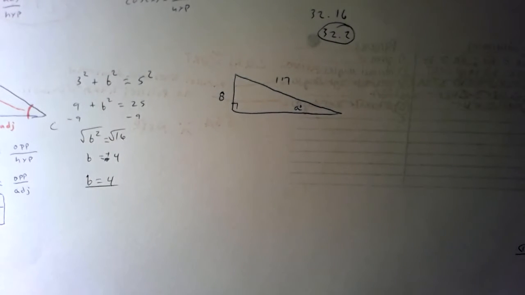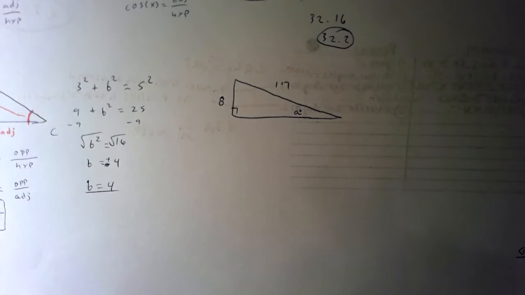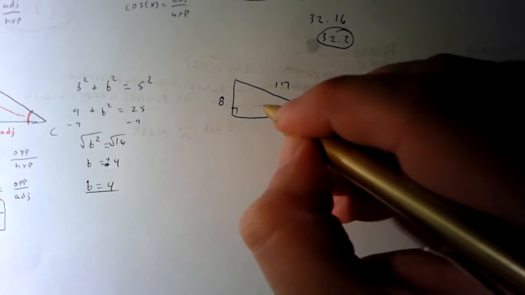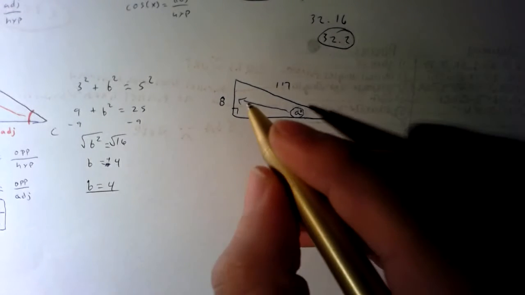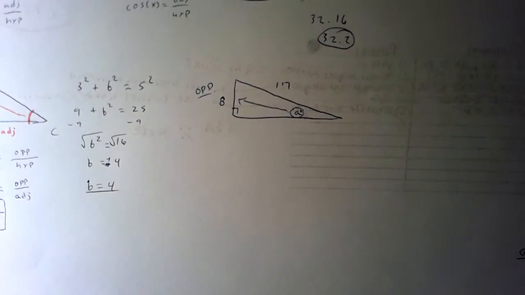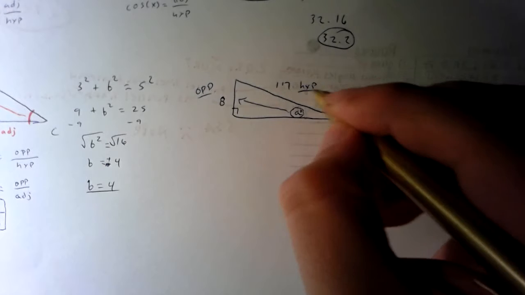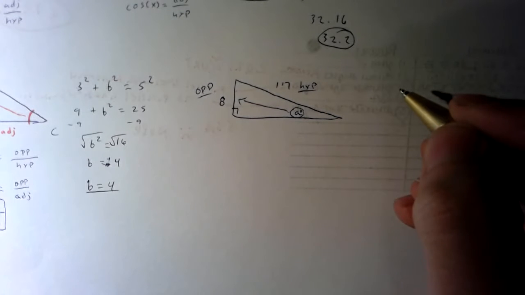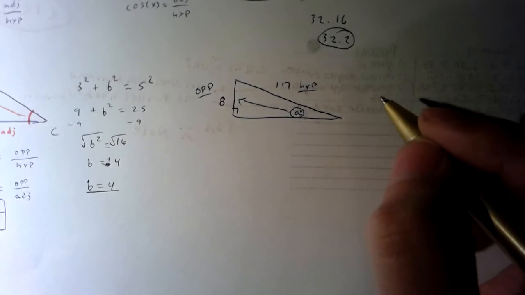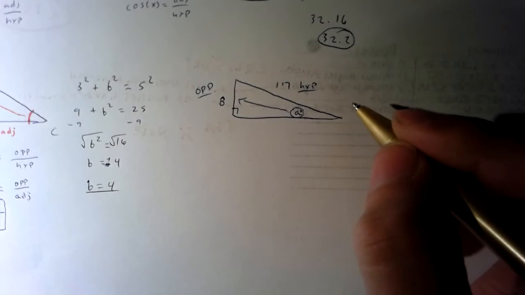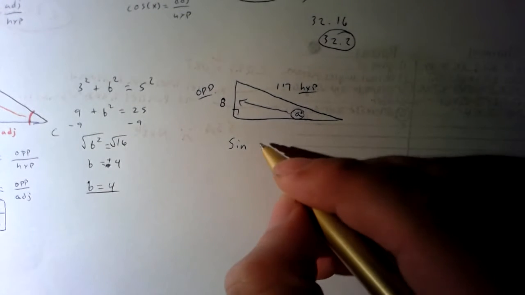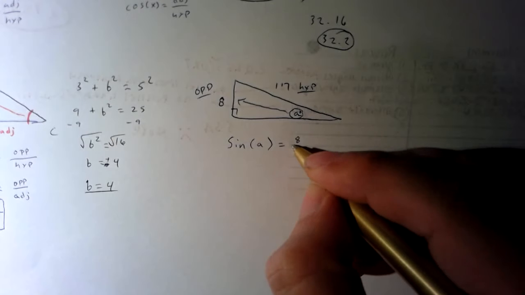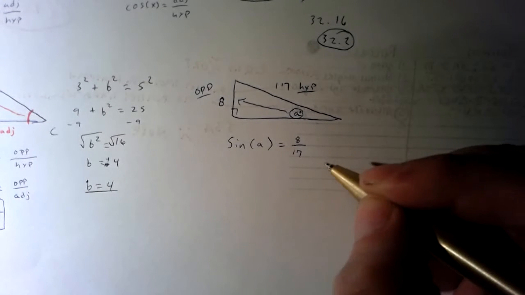So again, we're going to use our SOHCAHTOA to at least set up the ratio. In this case, we look at our angle A. We look at the side opposite, which is over there, so I'm going to write opposite here. And of course 17 is the hypotenuse. Which one of our SOHCAHTOA has opposite and hypotenuse? It's SOH. So sine of A equals opposite, which is 8, over the hypotenuse, which is 17.